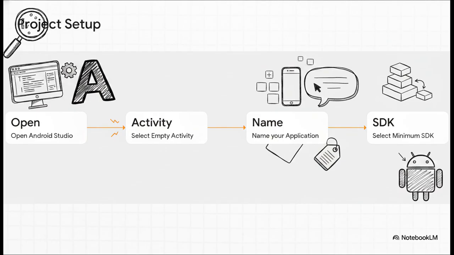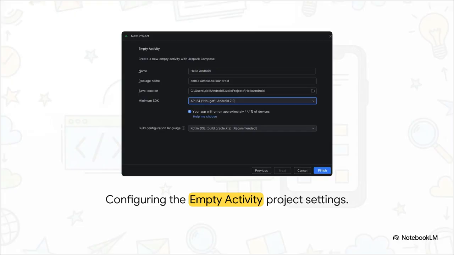And Step 4, select your minimum SDK. That basically just means choosing the oldest Android operating system you'll allow to run your app. And here's exactly what that looks like in practice.